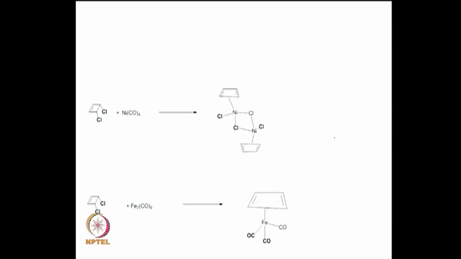In this particular example, we have nickel tetracarbonyl. Nickel tetracarbonyl can be interacted with 1,2-dichlorocyclobutene, and that gives you a nickel 2 complex, which has got cyclobutadiene coordinated to the nickel. So, here you have nickel interacting with cyclobutadiene, and nickel is in the +2 state. This is again a fairly stable complex.